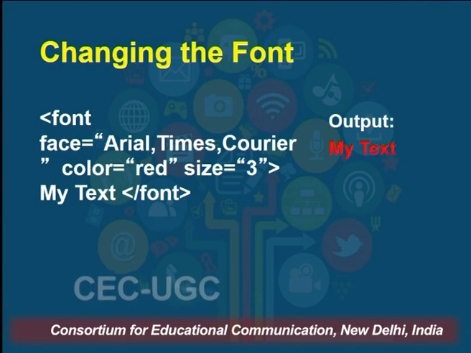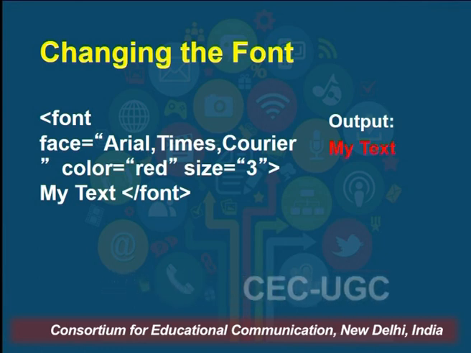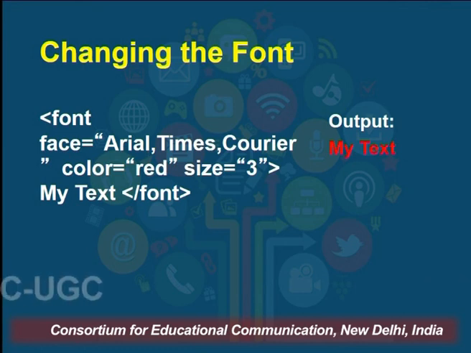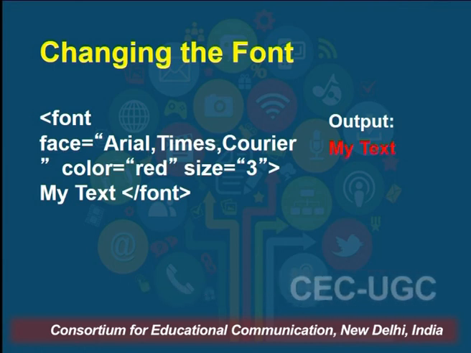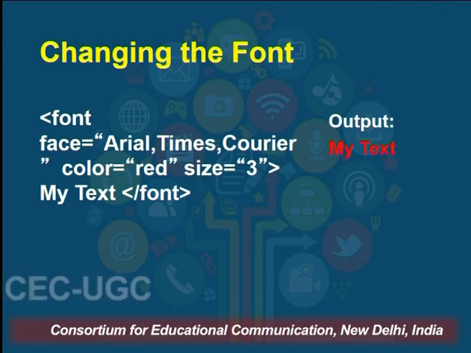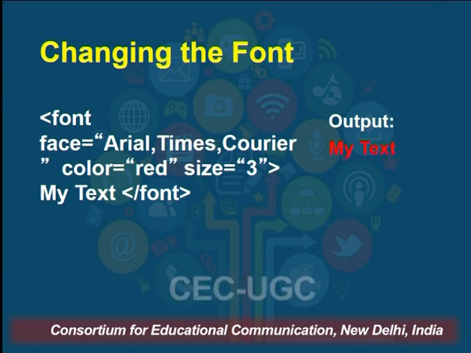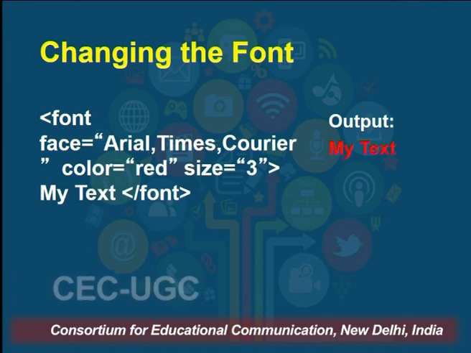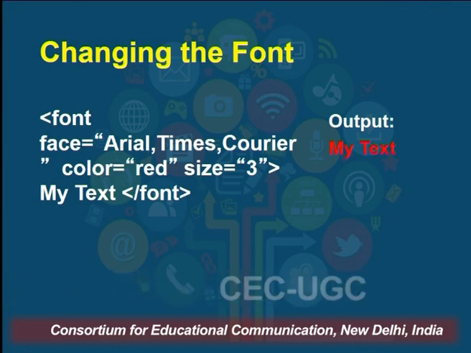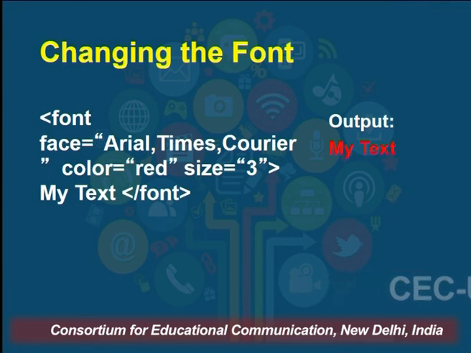So the first attribute of the font tag is the face attribute. In font face you can specify which font you want the text to appear in. For example, here I have given 3 fonts: Arial, Times, Courier. Now why am I giving 3 fonts here? Because if a particular browser does not support the first font, it can use the second. If it does not support the second, it can use the third font. Otherwise it will use the default font, not a problem, but as per the designer, he wants to show the text in any of these 3 fonts.